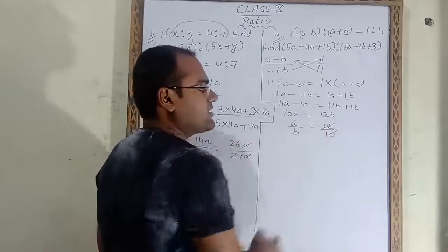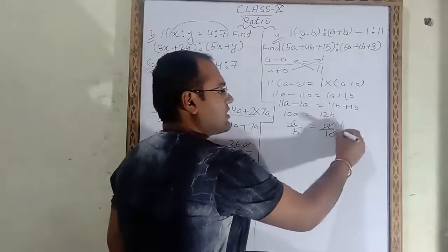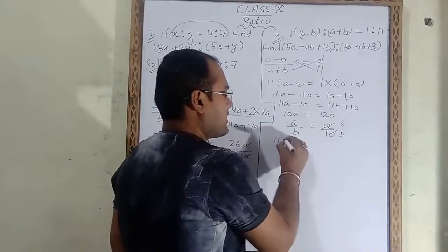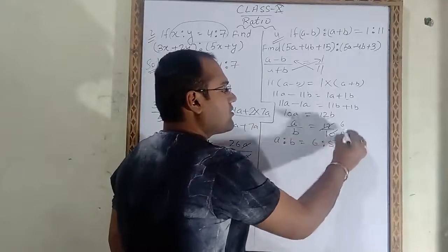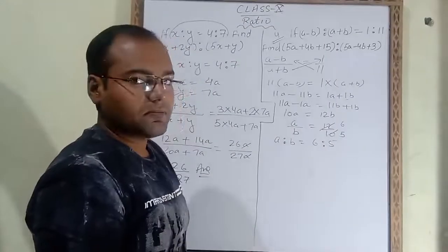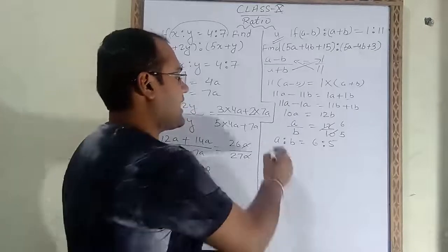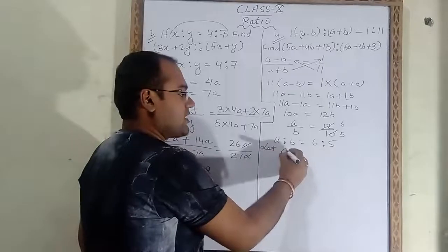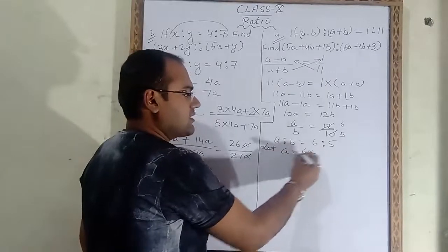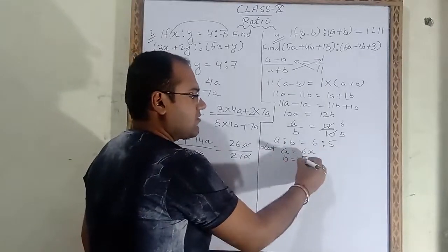Now we will cancel these two. 2 sixes are 12, 2 fives are 10. So we got here a ratio b answer is 6 ratio 5. Now what will be the next step? Next step is, as we did here, in the same way, let's say this a value is 6x and b value is 5x.